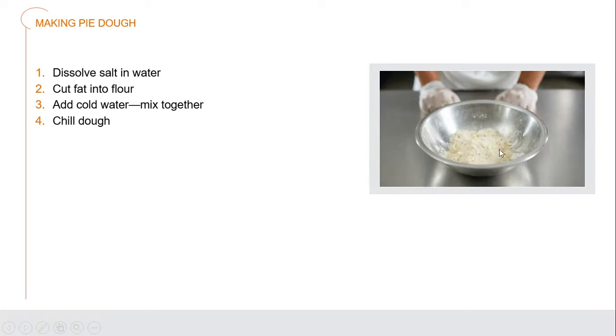Once it's prepared, we're going to wrap it with cling wrap so it doesn't get a skin on it, and we're going to put it into the refrigerator so it can chill. We're going to allow the gluten that's in that pastry to relax. Again, this will help us to get that nice light and flaky pastry.